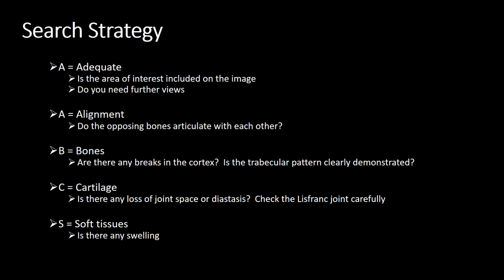B is for bones. Are there any breaks in the cortex? Is the trabecular pattern clearly demonstrated? C is for cartilage, otherwise known as joints. So what you're looking for is for loss of joint space or diastasis, which might indicate that you have a dislocation. Check your Lisfranc joint carefully.